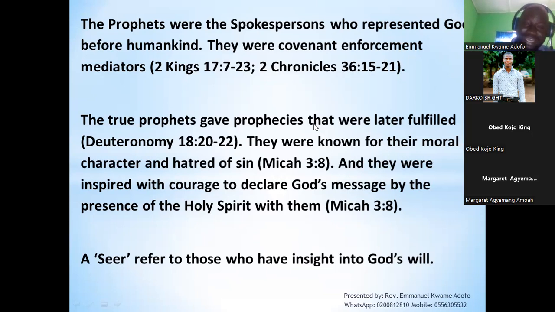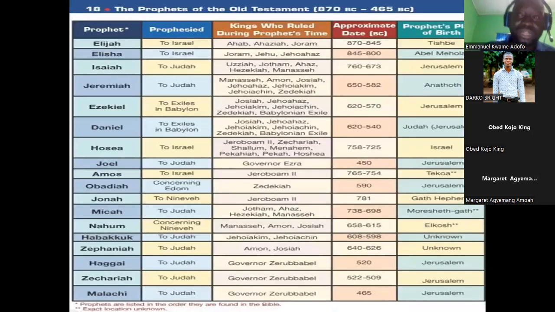So let's understand what this is all about, the prophets. Now, there were 18 prophets that lived during this period. And it was usually during the divided kingdom that we have all these 18 prophets.